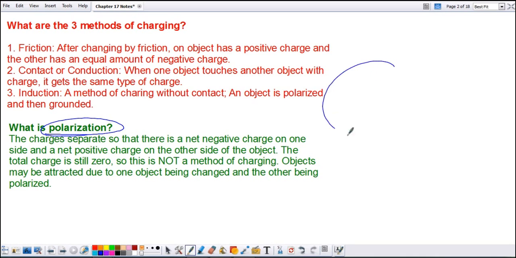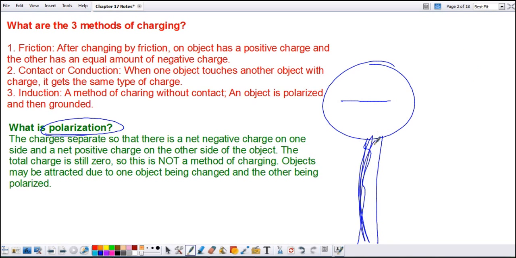So we've got our big negatively charged balloon, or whatever it is. Probably not a balloon. We'll make it a Van de Graaff machine so it can have a lot of negative charge. Then we've got our little metal neutrally charged object. So there's 4 positive charges, 4 negative charges. Now I'm going to bring this over close, and these negative charges are going to move as far away as they can.